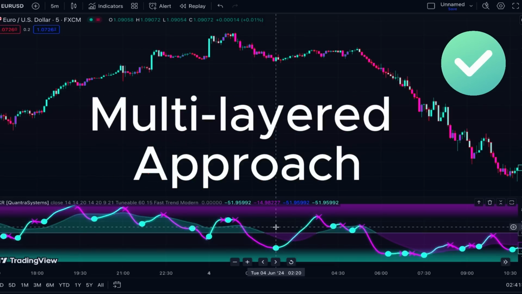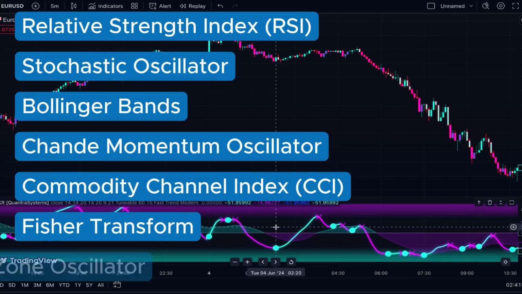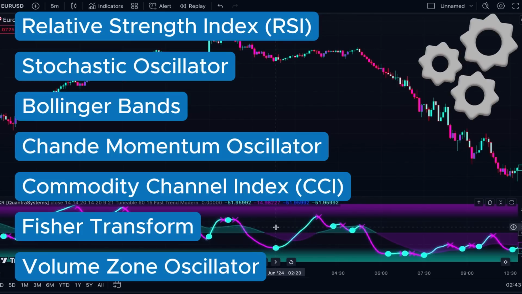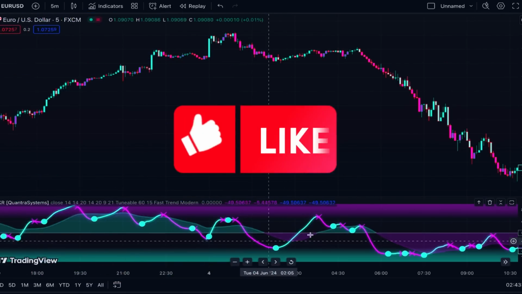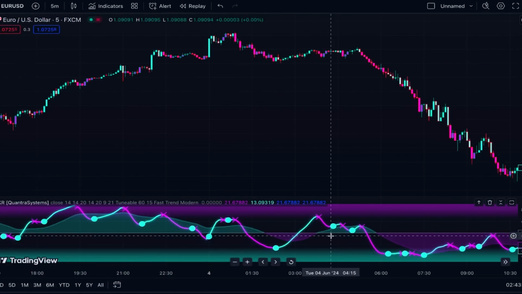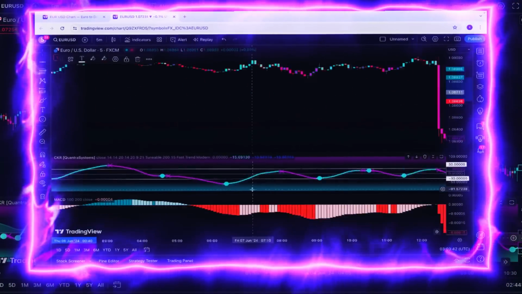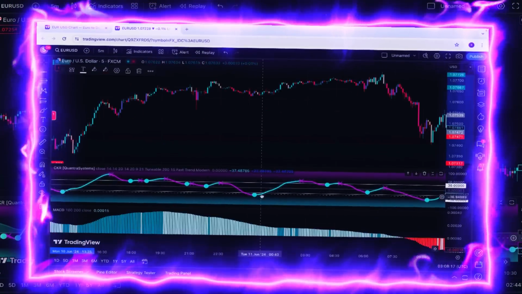This indicator uses a multi-layered approach and uses many indicators including RSI, relative strength index, stochastic oscillator, Bollinger Bands, Shand momentum oscillator, CCI commodity channel index, Fisher transform, and volume zone oscillator. The calculated output from each indicator is standardized before being averaged and going through the cosine kernel regression function. And this is the result that you see here, having different components, which I explained them now. Just make sure you watch this video until the end because I'm going to teach you a trading strategy based on this indicator, which is very accurate.